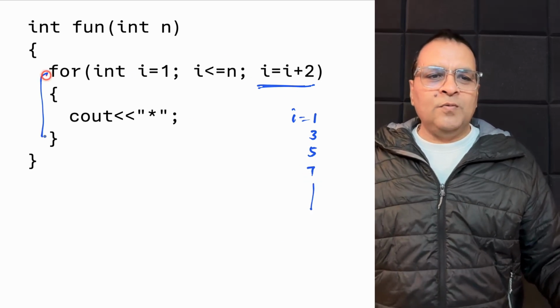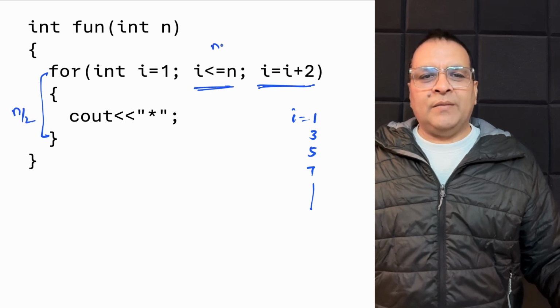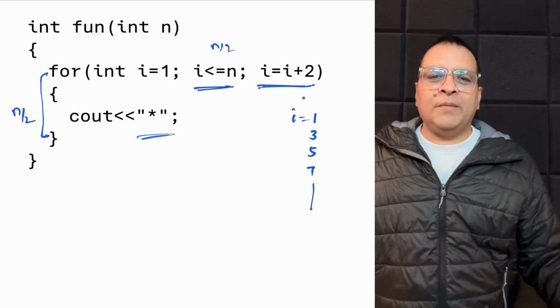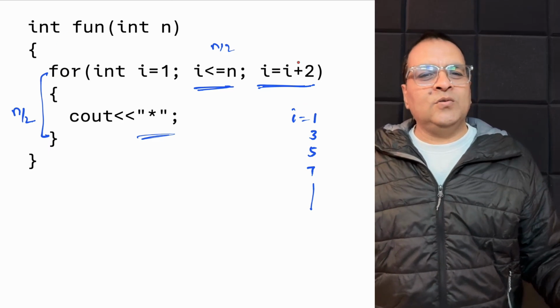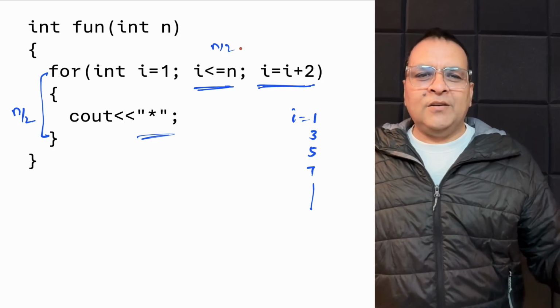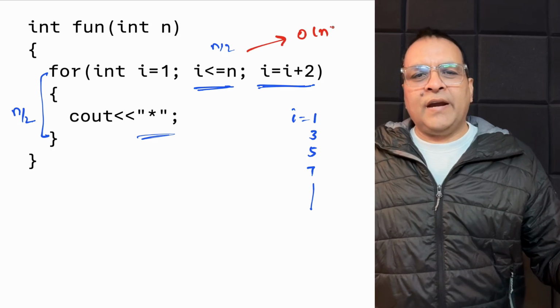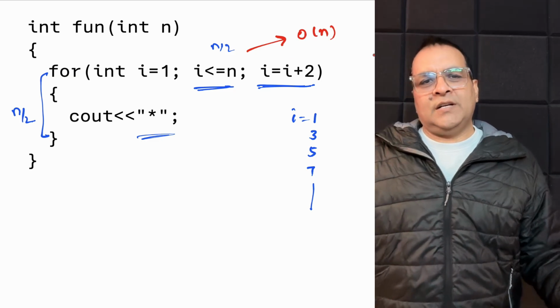So this for loop will execute n by 2 times. This condition will be checked n by 2 times. This star will be printed n by 2 times. And this increment will also happen n by 2 times. So we can say that the time complexity of this function is also n by 2. And because order of n by 2 is order of n, we will say that this function takes big O of n time, because we ignore the constants.